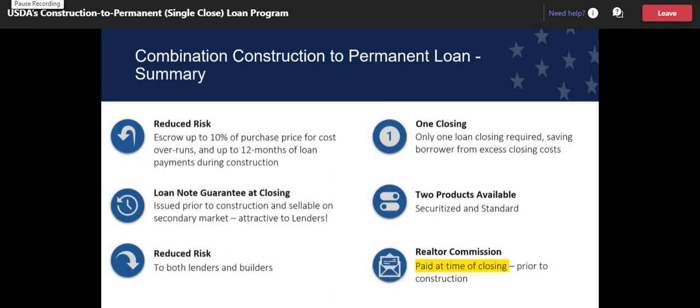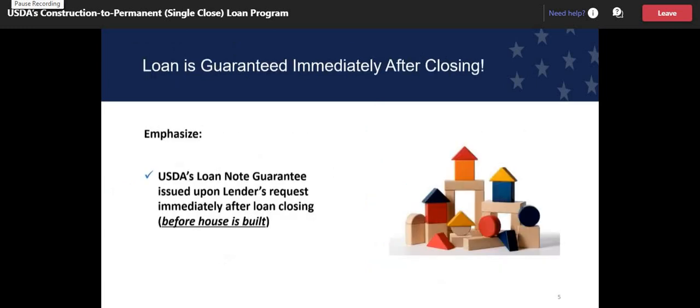Additionally, the loan can include the cost of acquiring land or paying off any balance on land that they already own. There's also two versions available, the standard interest only and the securitized version. And we'll talk more about each one of those a little bit later. So let's look closer at these.